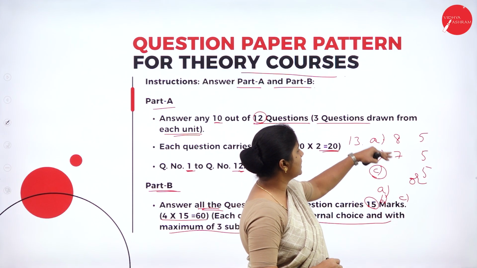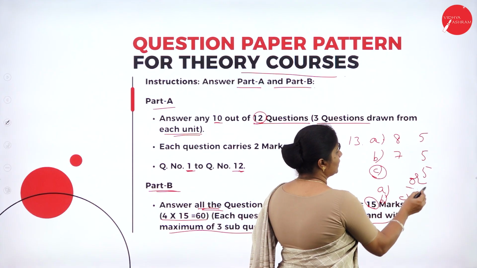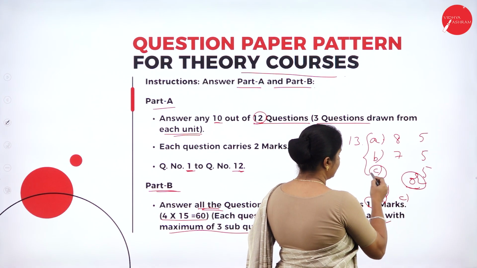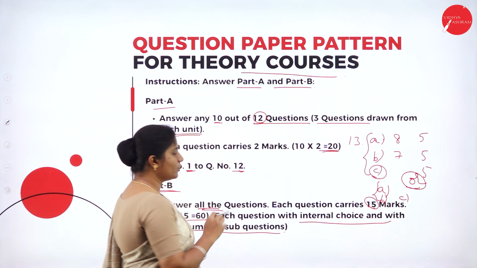Each question carries 15 marks, and it also contains the internal choices. This ABC or the second ABC in the same question. Okay, this you need to understand.